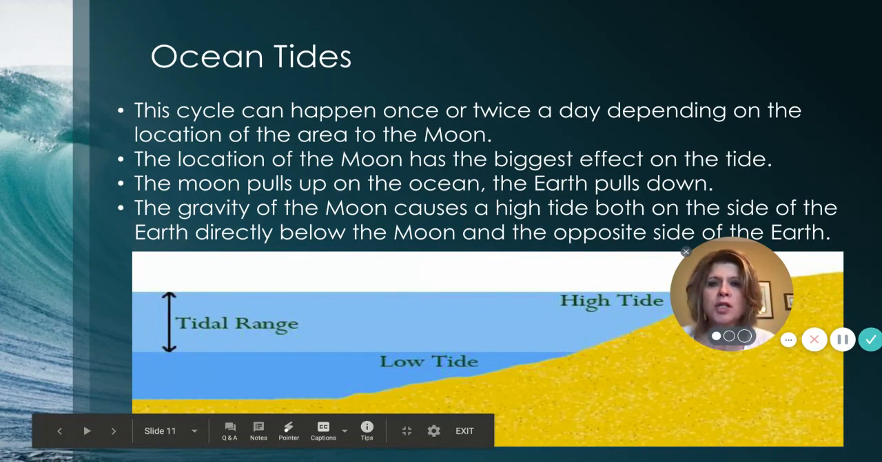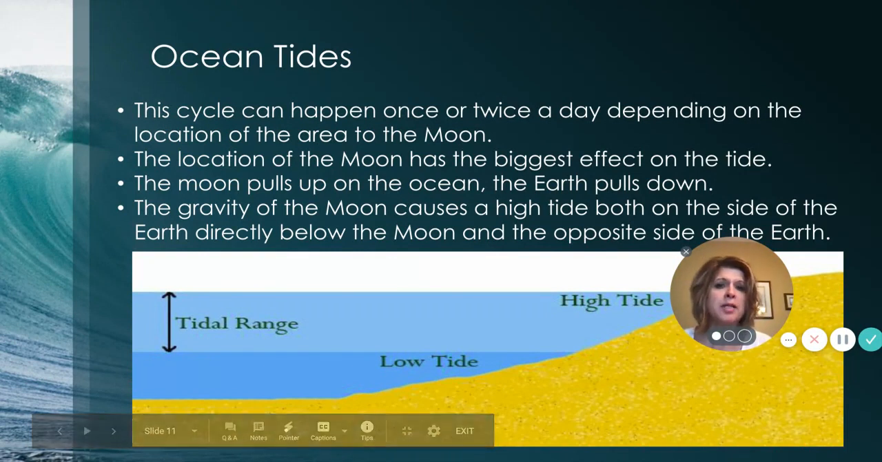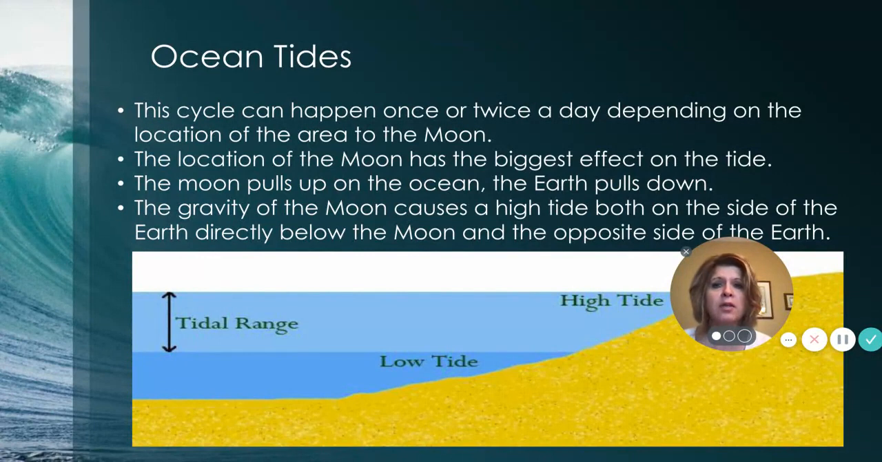All right. Ocean tides is a cycle that happens once or twice a day, depending on the location of the moon. The location of the moon has the biggest effect on the tide, just like the diagram showed. The moon pulls up on the ocean and the water pulls down, or the Earth pulls down. The gravity of the moon causes high tides on both sides, directly below the moon and on the opposite side of it.